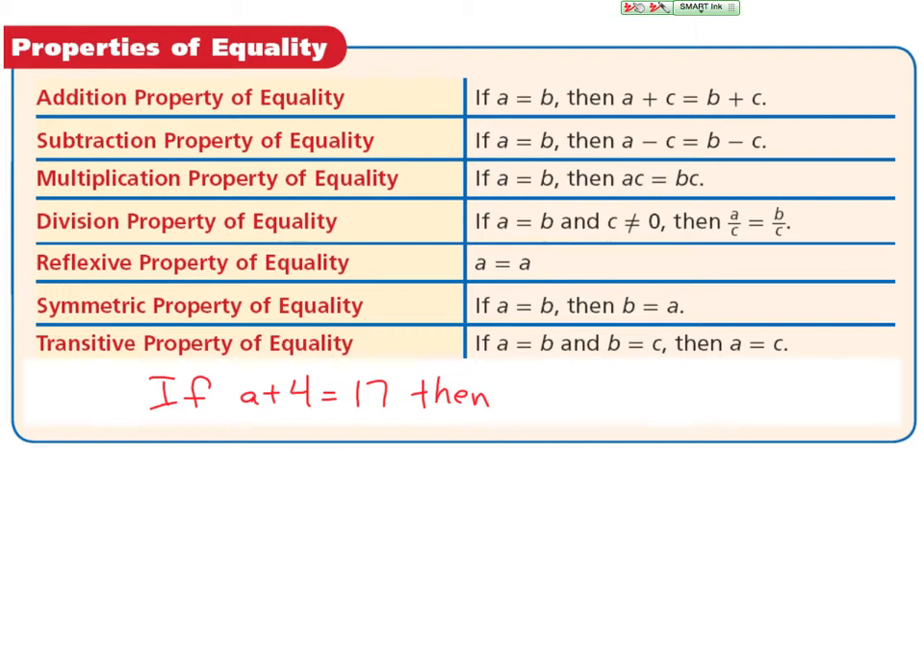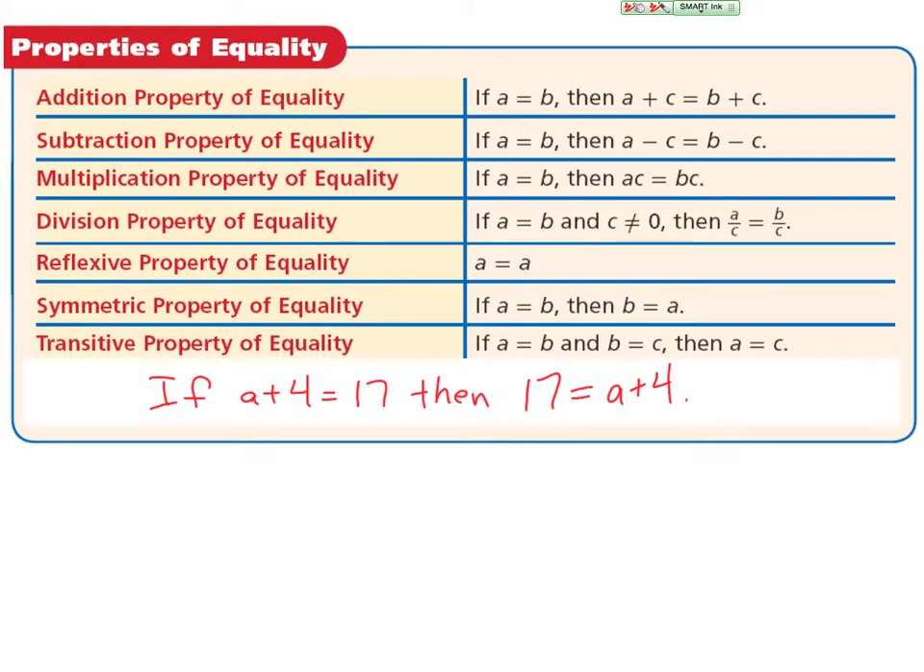John, what do you think? Let's see, 4 equals 17, and 17 equals 4. Symmetric property, take what's on the left and the right and just switch them. Someone else want to try it? Abby? 17 equals a plus 4. That is the example of symmetric.